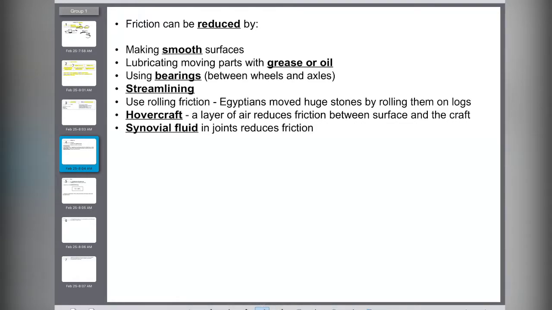So what can you do to reduce the friction? Okay, friction can be reduced by a couple of things. You can make the surface more smooth. You can use grease or oil to lubricate it. Use bearings in between the wheels and the axles. Streamlining. I don't know if you've ever seen a wind tunnel.